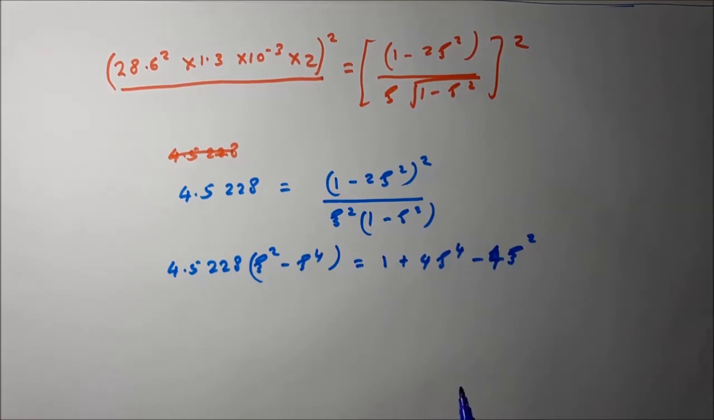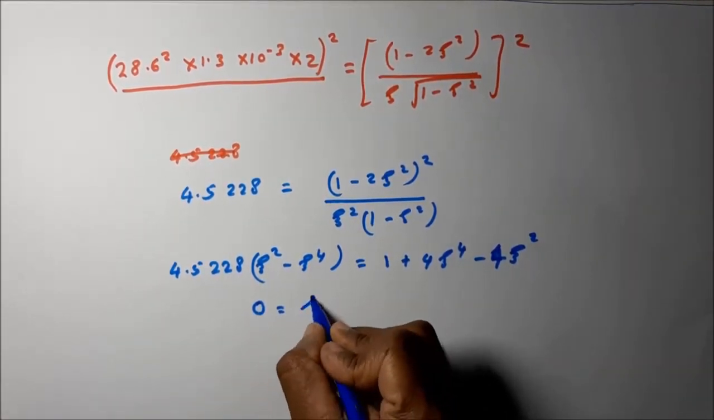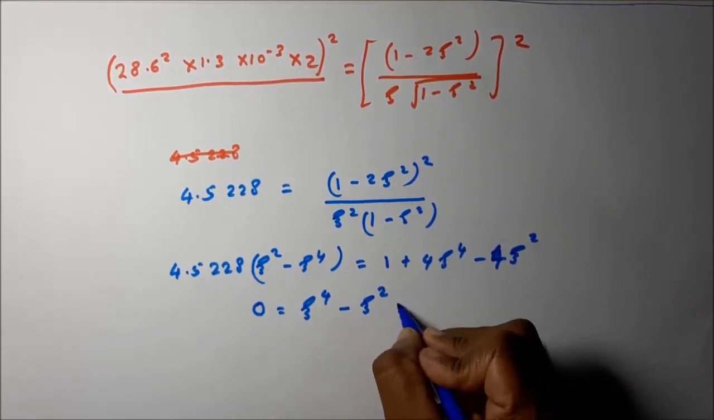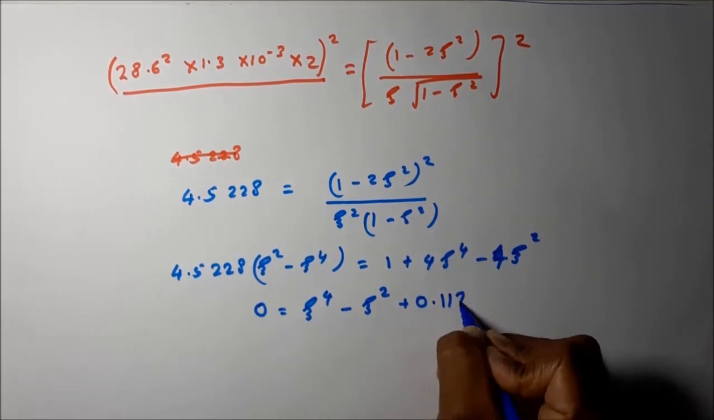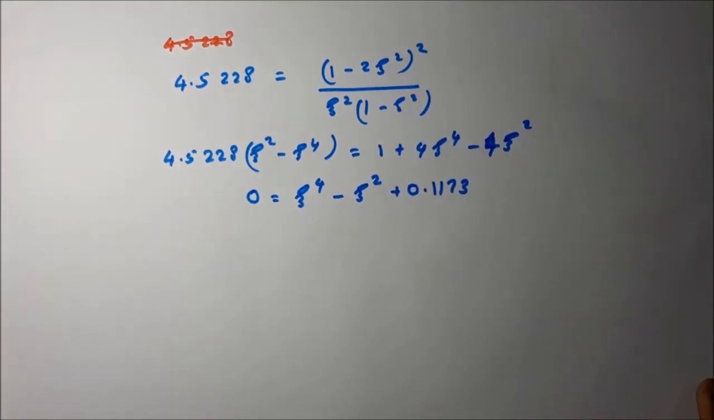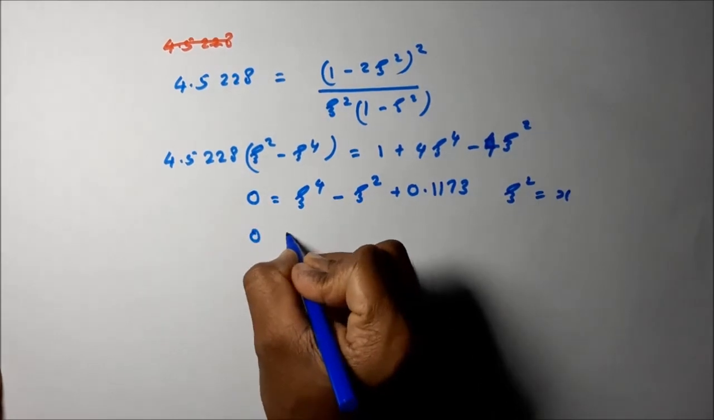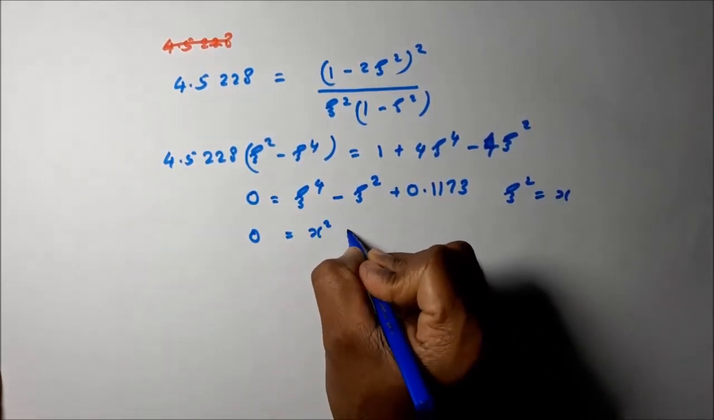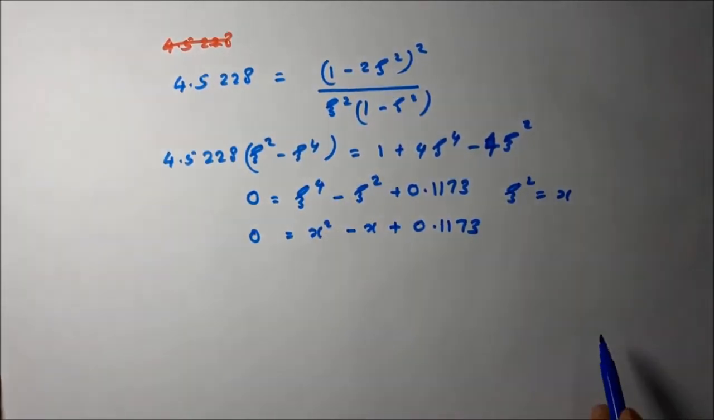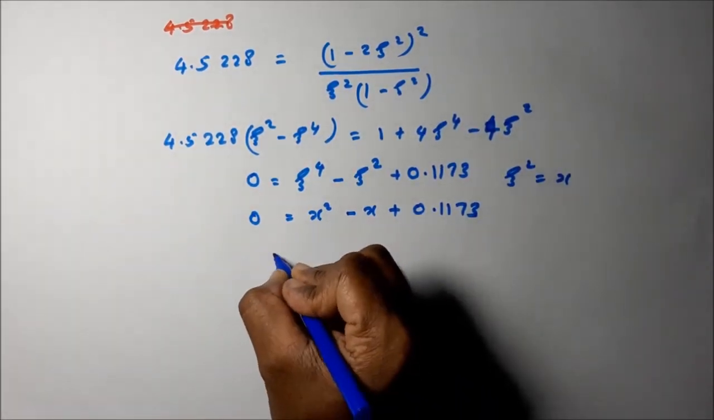By simplifying this equation, finally we are getting this equation: 0 is equal to theta to the power 4 minus theta squared plus 0.1173. You can see, by taking theta square as the x, we can write this equation x squared minus x plus 0.1173. Then by solving this quadratic equation, we are getting the theta square values.